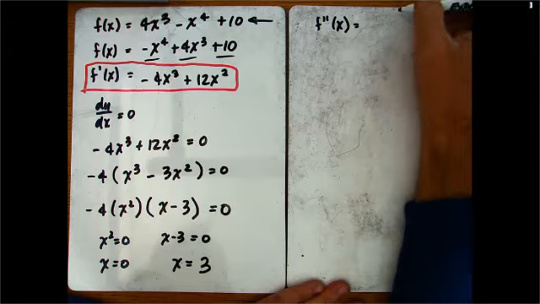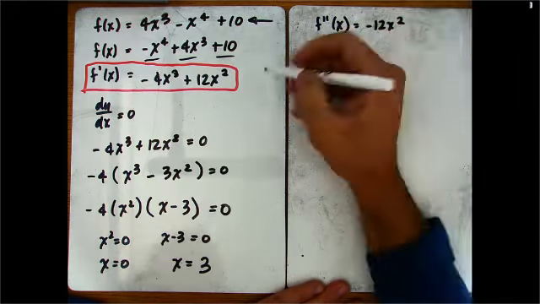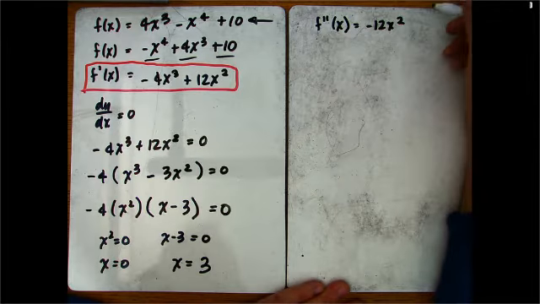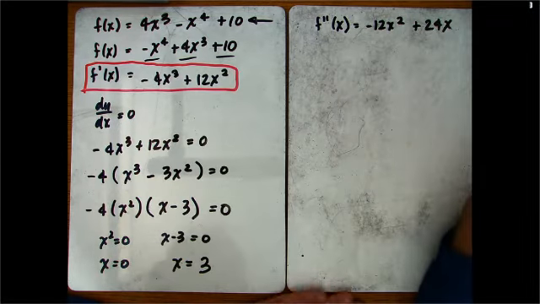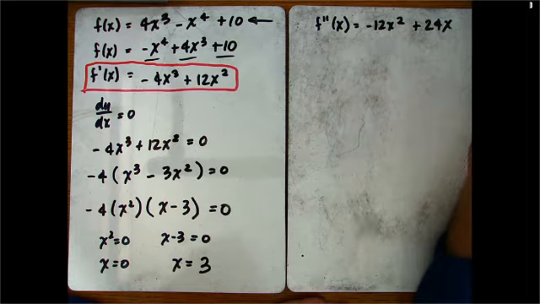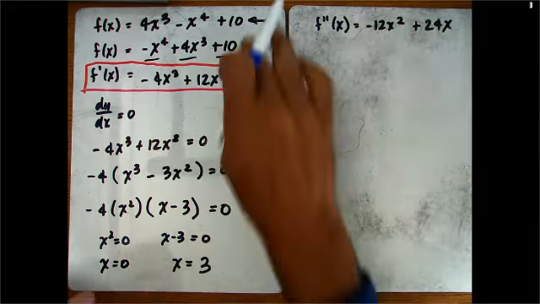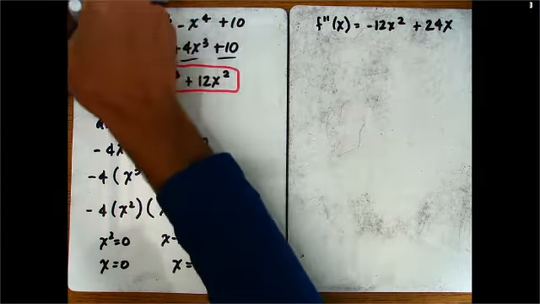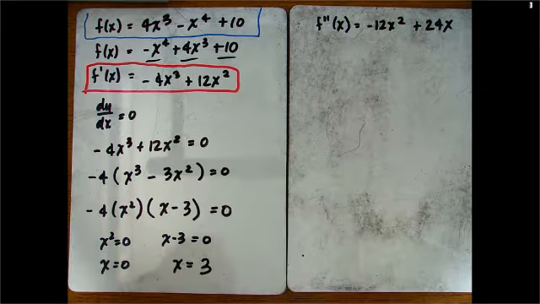If we use the power rule again on the negative 4x to the third, we have negative 12x squared. And if we use the power rule on 12x squared, what would we get? We get 2 times 12 or 24x. This is kind of interesting because what does the second derivative tell us? Reviewing, the second derivative tells us about the curvature of the function itself. Where the second derivative is positive, we're concave up. Where it's negative, we're concave down.